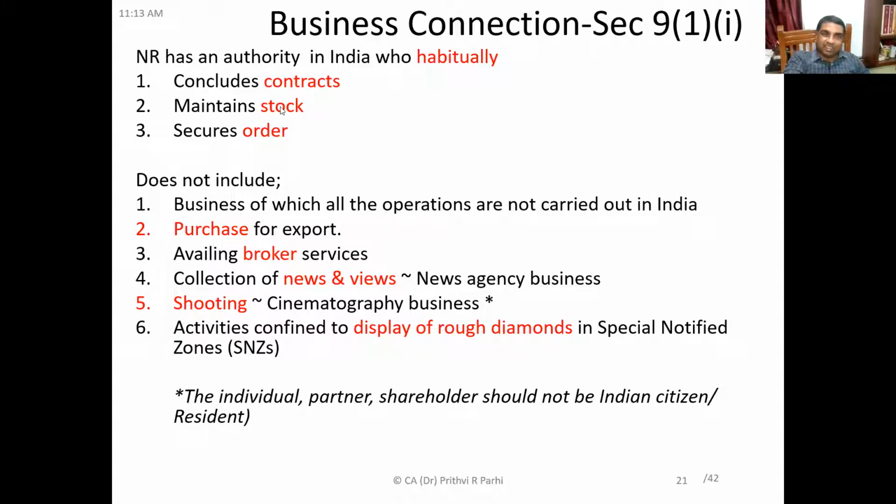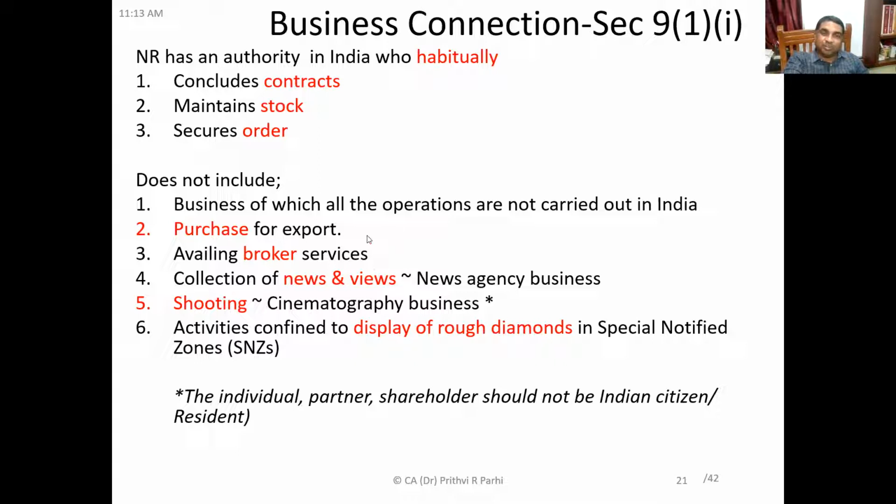Now, the answer is here. When you say business connection, you have to establish whether he has any authority in India, such as a branch office or any kind of thing, where contracts can be concluded, stocks can be maintained, or orders can be sought. The answer is no. And this doesn't include purchase for export, which is what we are talking about, a situation when things are purchased for export. So purchase for export means this activity is not from a business connection in India.